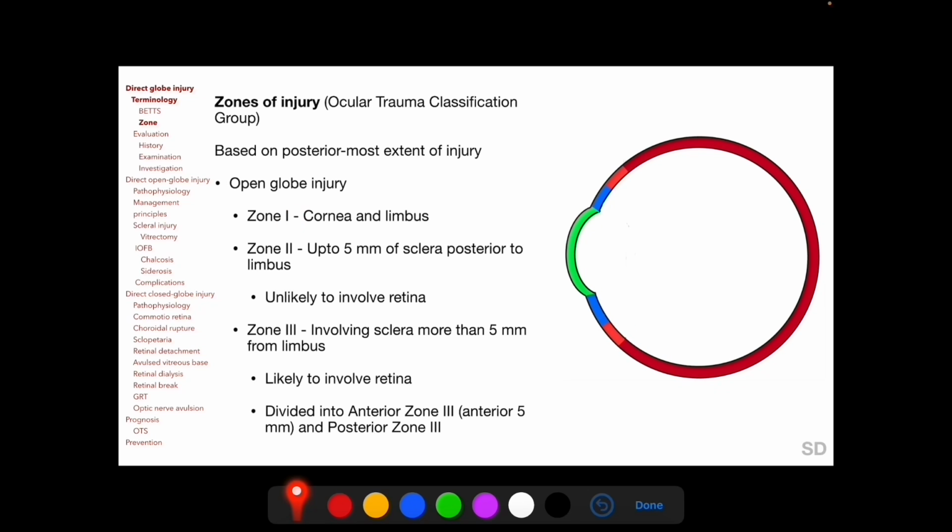In Zone 1 and Zone 2 open globe injuries, the retina is unlikely to be involved, but in Zone 3 open globe injury, the retina is likely to be involved because the average distance of the ora serrata from the limbus is between 6 to 7 mm, and this is very important to remember.